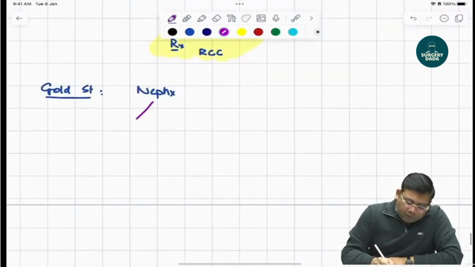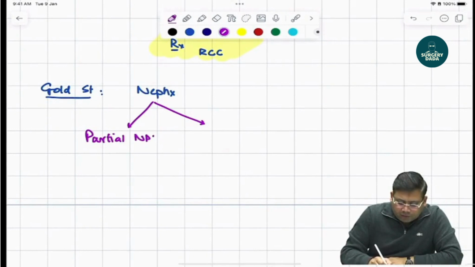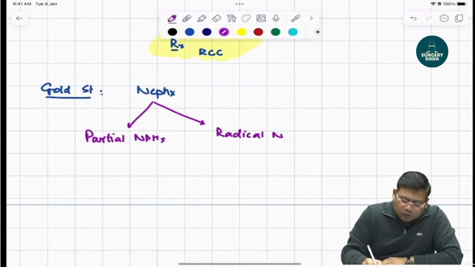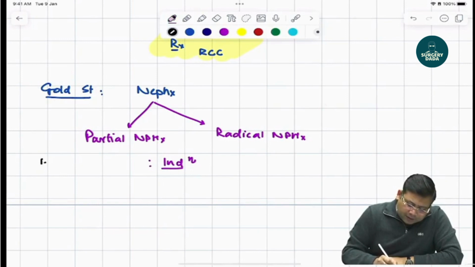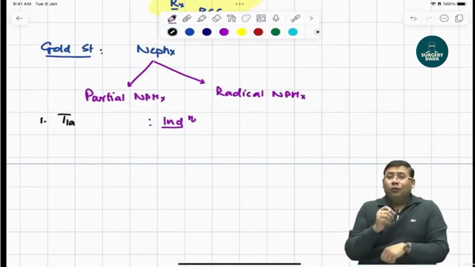When we talk about the nephrectomy, we have two types of nephrectomies: partial nephrectomy and radical nephrectomy. So the first is who belongs to what category. What is the indication for partial nephrectomy? Answer is T1A tumors. T1A means less than or equal to 4 centimeters.